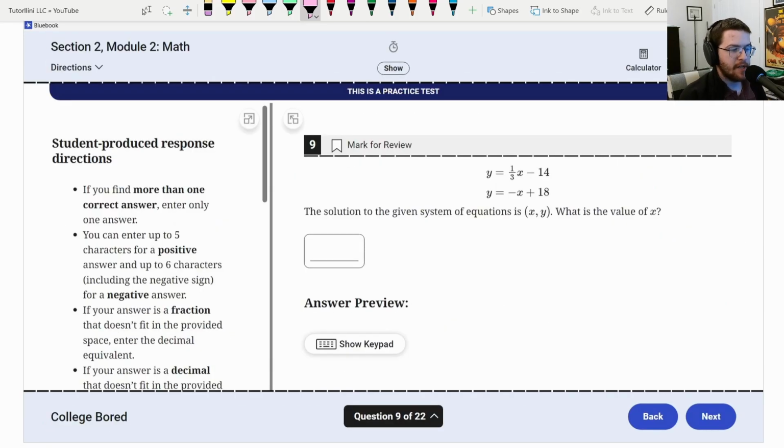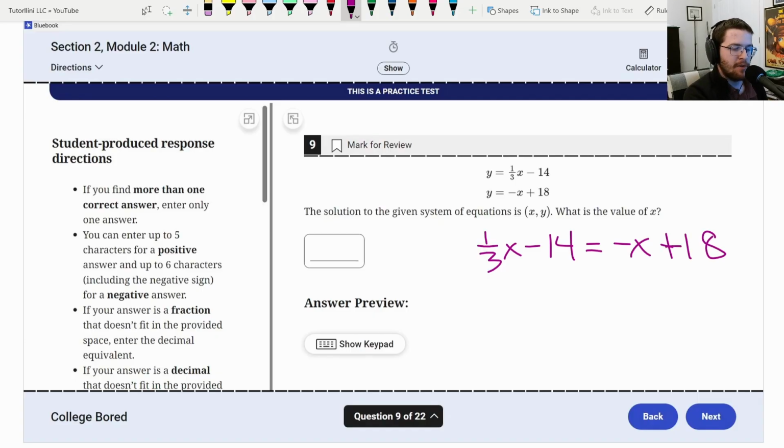Okay, question 9. We can do this one by hand, sure. So y is by itself for both of them, so substitution is definitely going to be the easiest. I'm just going to essentially set them equal, right? Because y is by itself. Technically substitution, but I don't know. It's just really convenient when they do that. They do this a lot on the SAT.